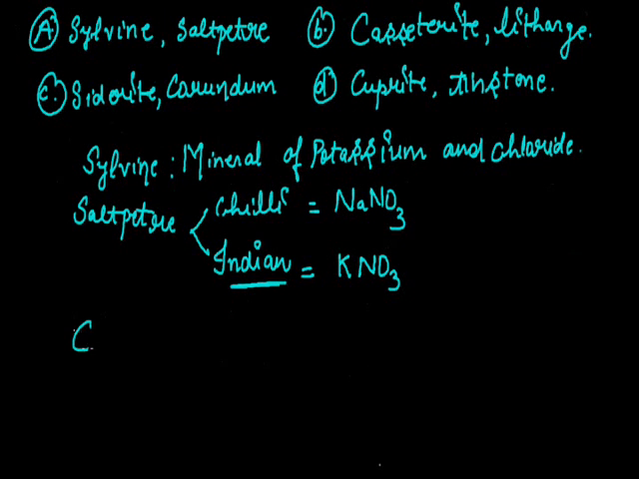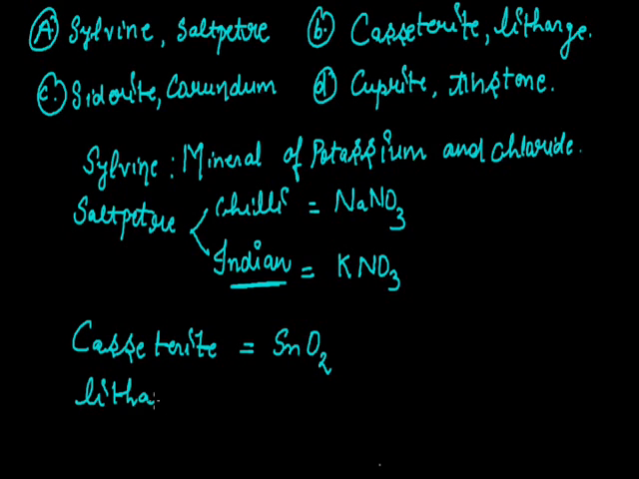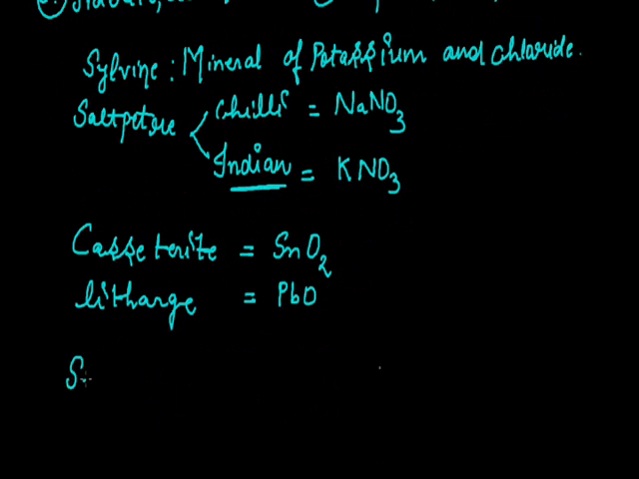Now, cassiterite. Cassiterite is an oxide of tin, that is SnO2. Litharge, it's an oxide of lead, that is PbO. Option C, siderite. So here both the pairs are oxides, that means option B is correct. Now we'll check the further options whether they are right or wrong.